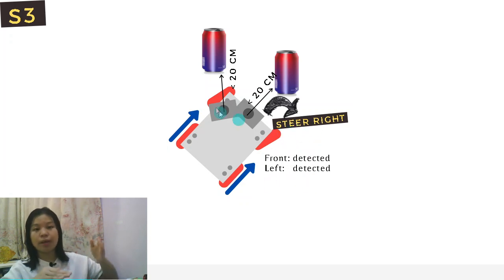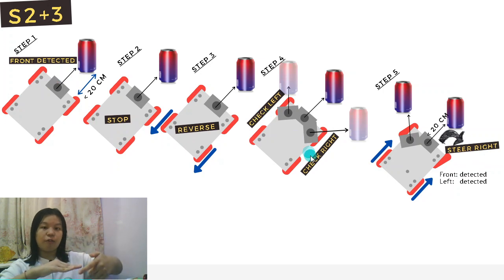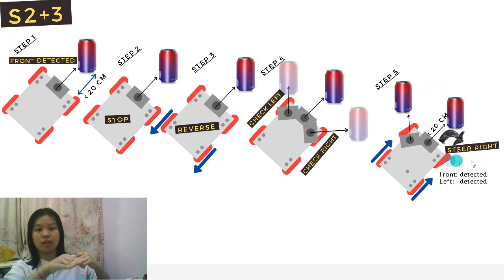Okay, so now when we combine scenario 2 and 3 together, what we're going to see is that the front detector is going to detect front obstacle. It's going to stop for a few seconds, reverse for a few seconds, and then check left and check right. Comes in the third scenario, obstacle is on the left, no obstacle on the right. So I'm going to steer and turn towards right.